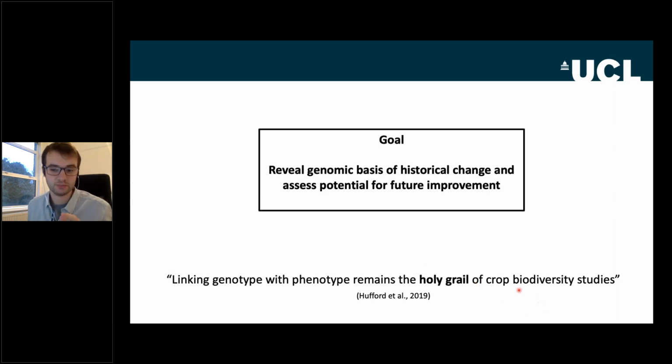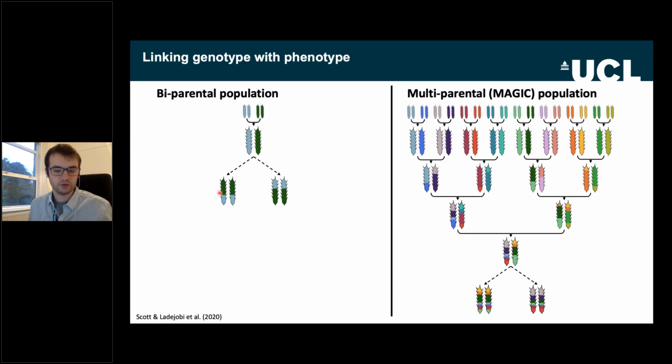So I'm just going to start by discussing the approach to linking genotype and phenotype in this project. One way to confidently link genotypes and phenotypes is to establish an experimental mapping population by crossing. A classic method would be to cross two varieties and create a heterozygote, and then create recombinant inbred lines from those through selfing.